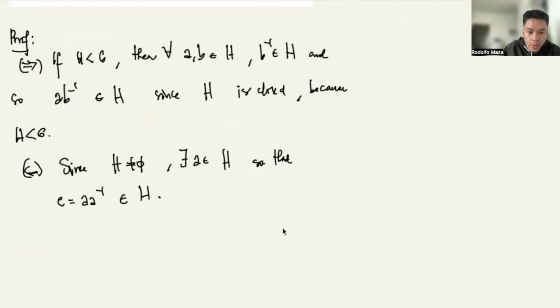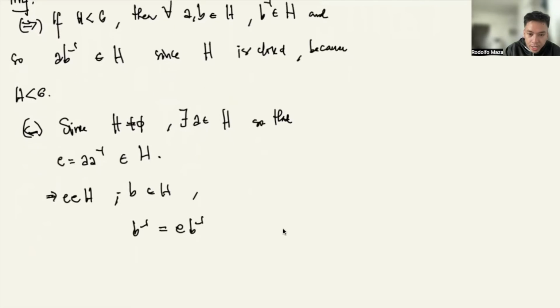So, anong kasunod nito? Ibig sabihin nito, you can write as A, so ibig sabihin nito, you can write as EH. Nag-i-imply ito na, this is for any in H, nag-i-imply ito na magiging B inverse is equal to EB inverse. Okay, so anong implication?